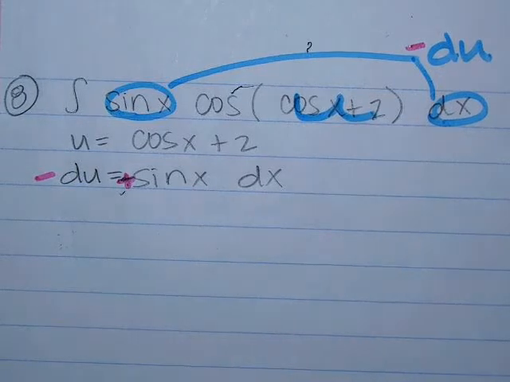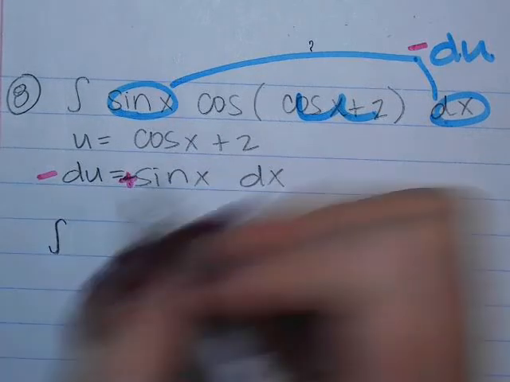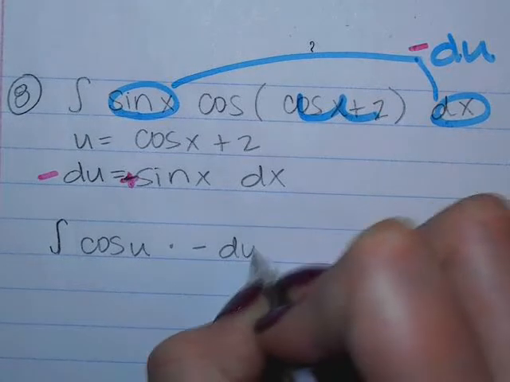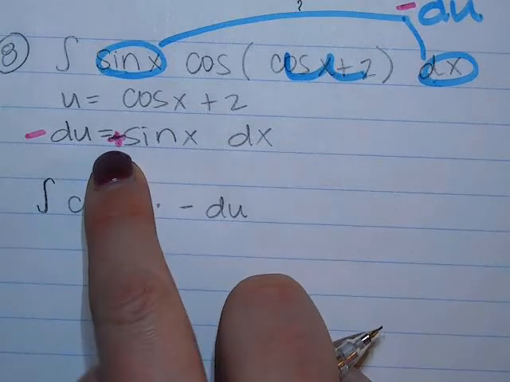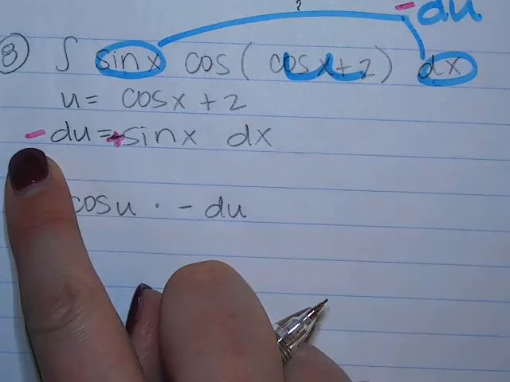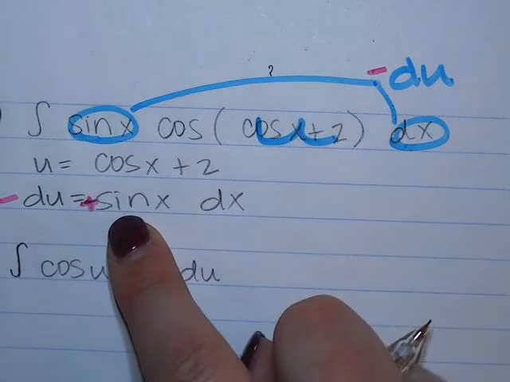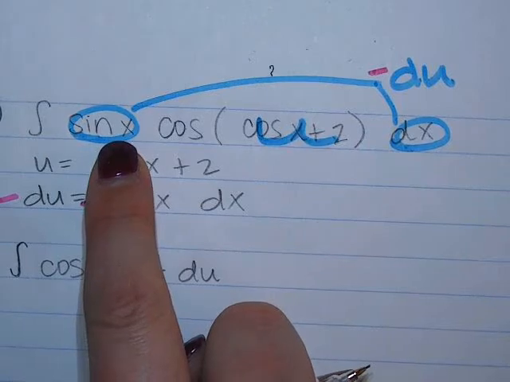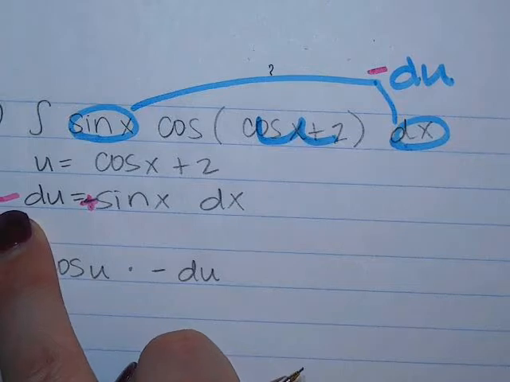Okay. So I'm going to write it this way before I clean it up. I have cos u times negative du. And that's because of the negative from the sine. I moved the negative to the other side. Why was the sine negative? Because it's the derivative of cos. The derivative of cos is negative sine dx. And then we wanted it to be positive sine because the problem only has a positive sine. And so I moved the negative over to the other side with the du.